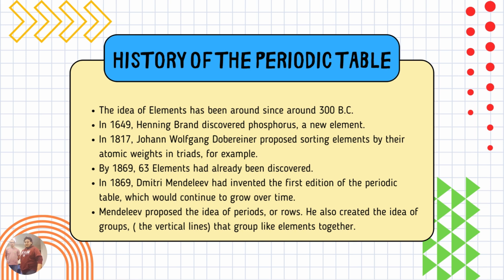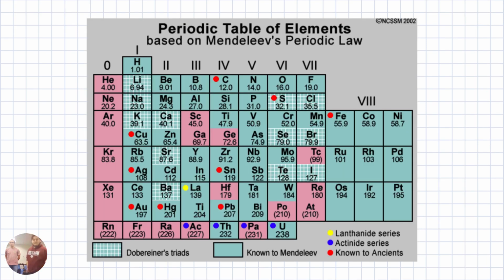Mendeleev proposed the idea that we should sort our periodic tables with periods, rows, and an idea called groups, these vertical lines, so we can all understand similar elements work similarly. So what you have before you now is what Mendeleev's table would have looked like back around 1869. As Abram mentioned, only 63 elements were known, so a lot smaller of a knowledge base than we have now.